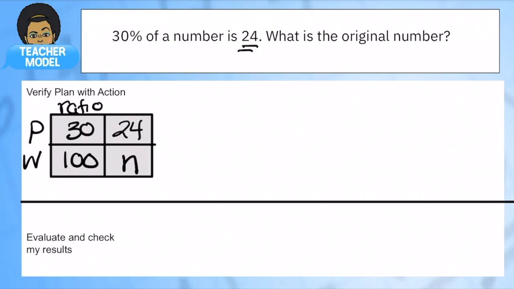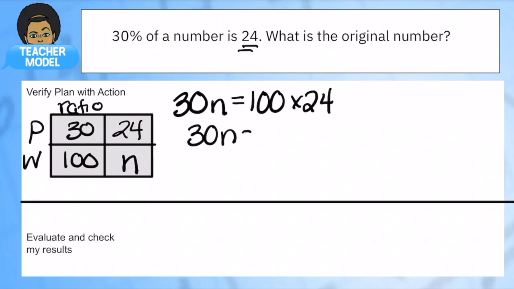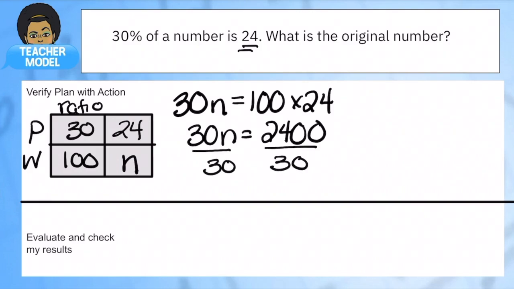All right, we set this up as we normally do. 30n, and on the other side we have 100 times 24. Okay, so 30n is equal to 2400, and again I'm going to rewrite this by dividing by 30. And that gives me a number is equal to what? There's some mental math that we can do here.